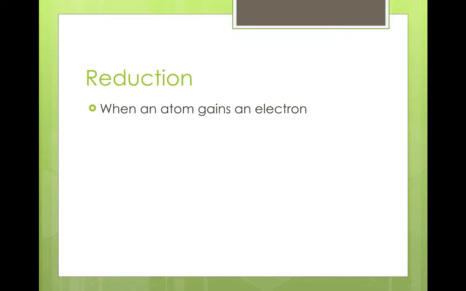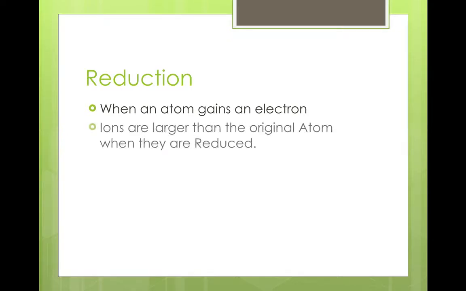Reduction is when an atom gains an electron. So if it didn't lose, it gained. Reduction is a little different from what the word means in our normal daily life. Reduction usually means you're getting smaller, but in this case, reduction is you're gaining an electron and they're actually larger. So it's a little bit of the opposite. And the reason why it's opposite, if you think about it, is you're gaining something that is negative.